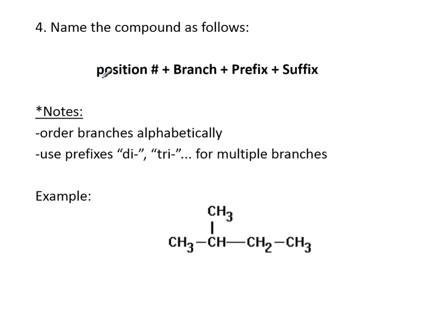So, what comes first is the position number, but it's the position number for the branch. So where is the branch attached? The prefix will tell you the number of carbons. Sometimes in here you might have a position number for a double or triple bond. That will vary. And then you have the suffix, your ending, which tells you what type of molecule you have.